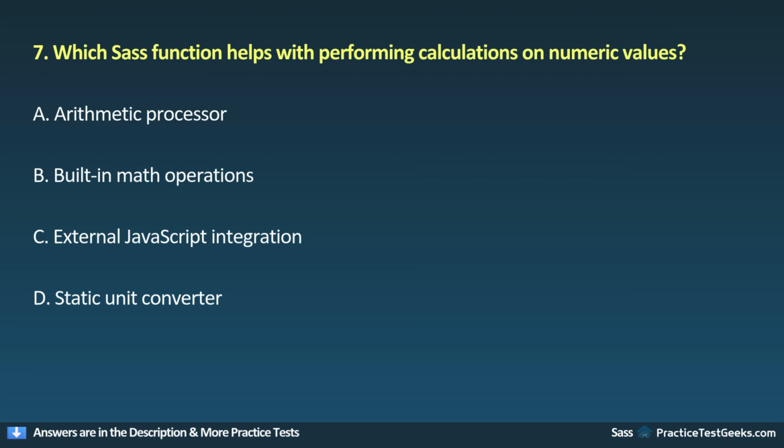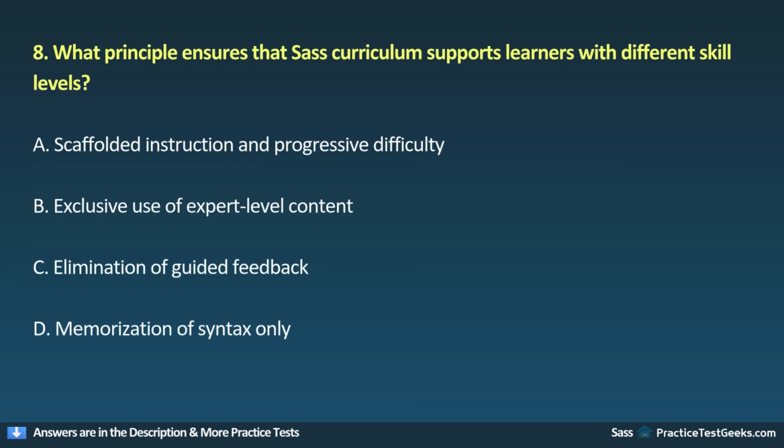7. Which Sass function helps with performing calculations on numeric values? A. Arithmetic processor. B. Built-in math operations. C. External JavaScript integration. D. Static unit converter.